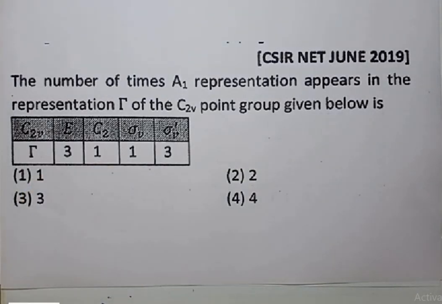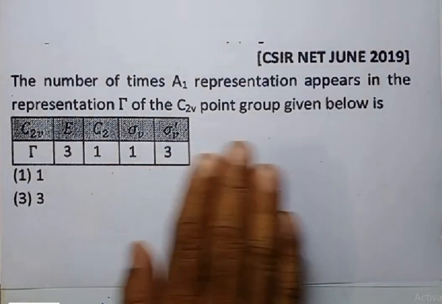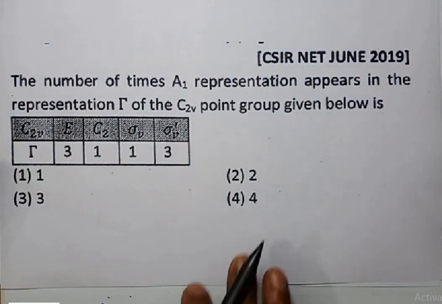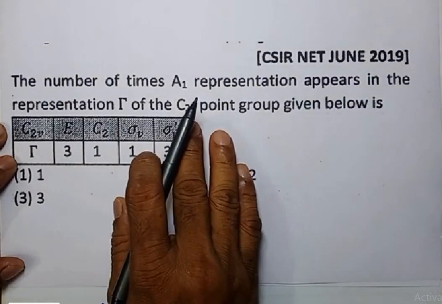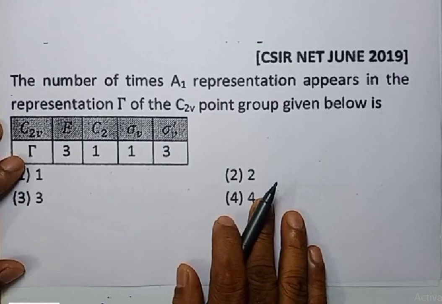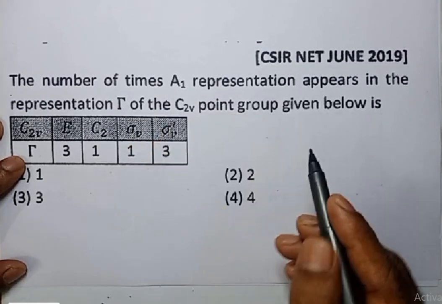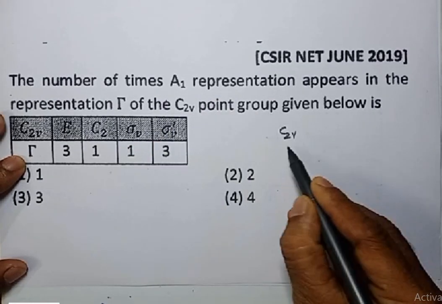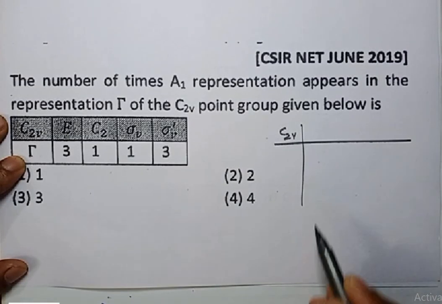Isn't the C2V character table supposed to be given? Yes, in the question paper it was there, but purposefully I didn't give it here. Listen. For C2V you can write it easily. The C2V character table is very easy. Just remember this. I will write the C2V character table here.